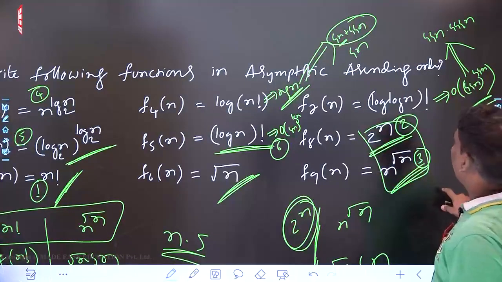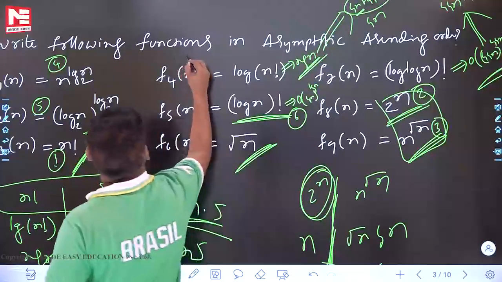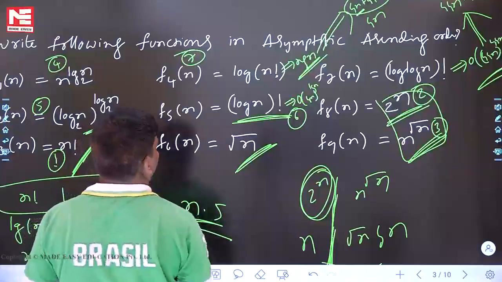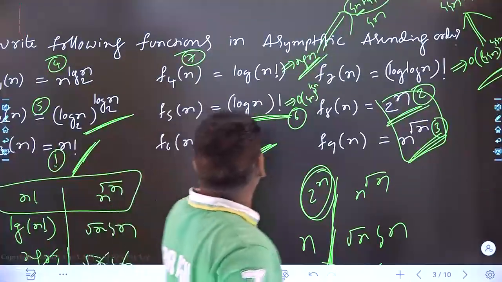So F6 is over, it is a 7. Next one, it is a 7, that's okay.